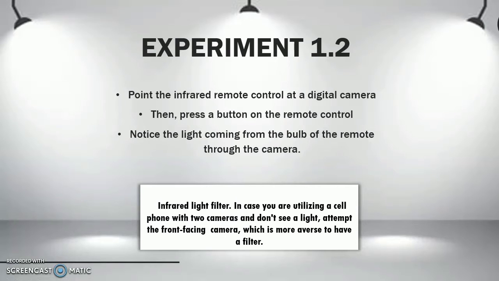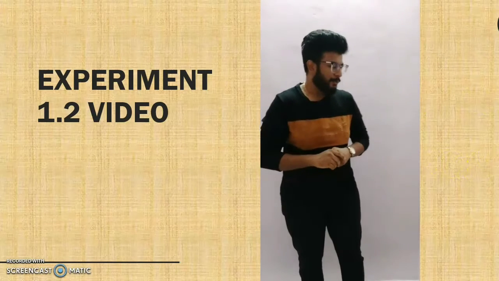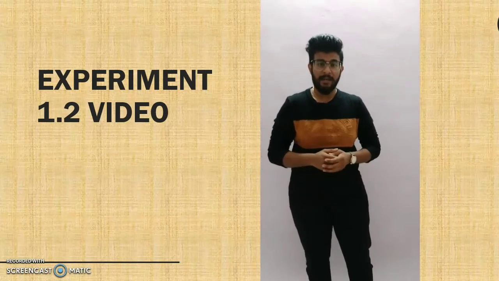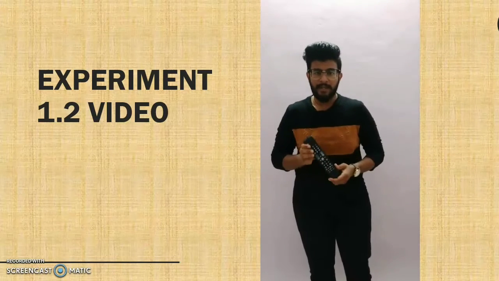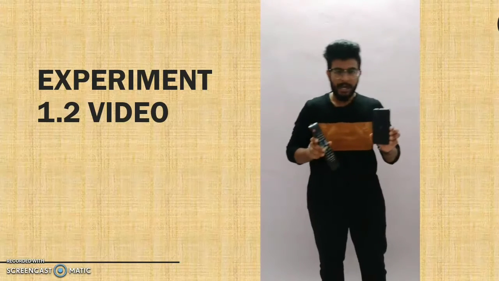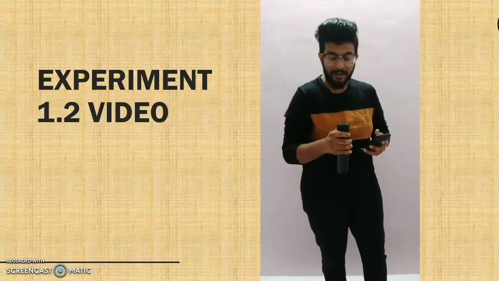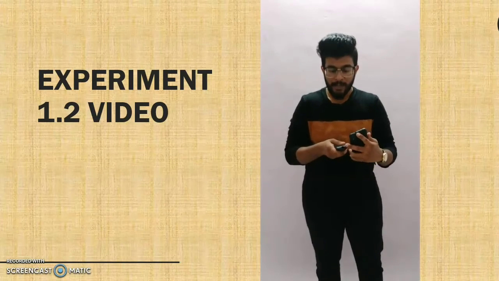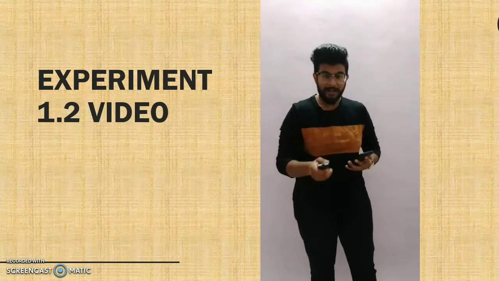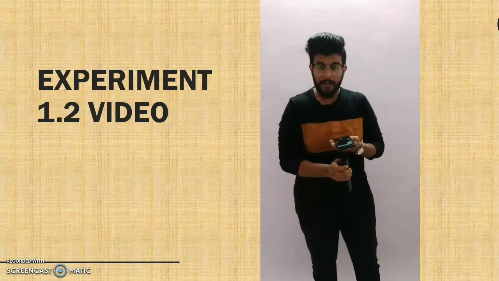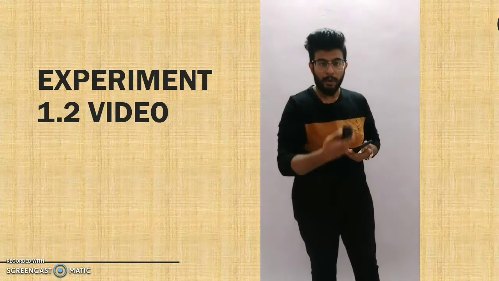Next up, we will go to experiment 1.2. Good day everyone. Today I'm going to explain the second experiment about infrared light. This experiment will again use the remote control and a digital camera. I'm going to test the infrared light that emits from the remote control. As human beings, we cannot see that with our naked eyes, but through the digital camera we can detect the light coming out from the remote.